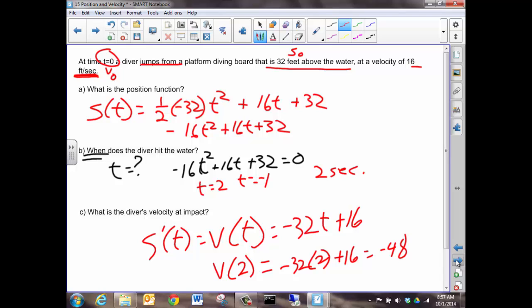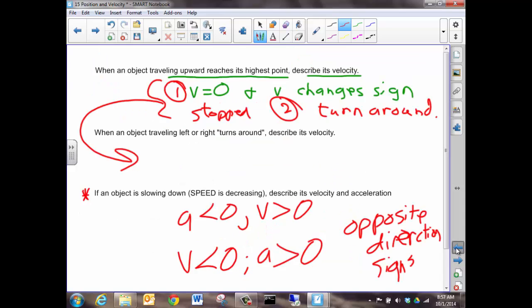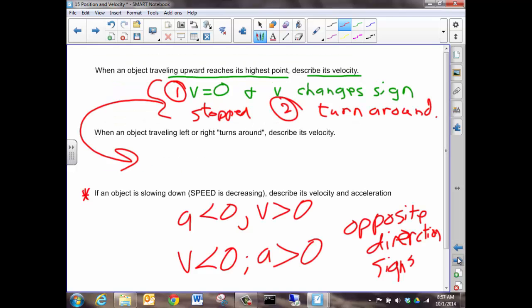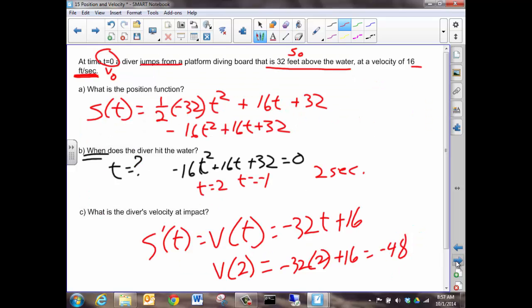Okay, how did I get the initial formula? I went back to this. This is my base formula, always, for free-falling objects, okay? My gravity is either 32 or negative 9.8, depending upon my units. Okay, so we're using feet over here, so we're going to put negative 32 in here. This is initial velocity. He started off at 16 feet per second. See, he was this high, and he was traveling at this speed.